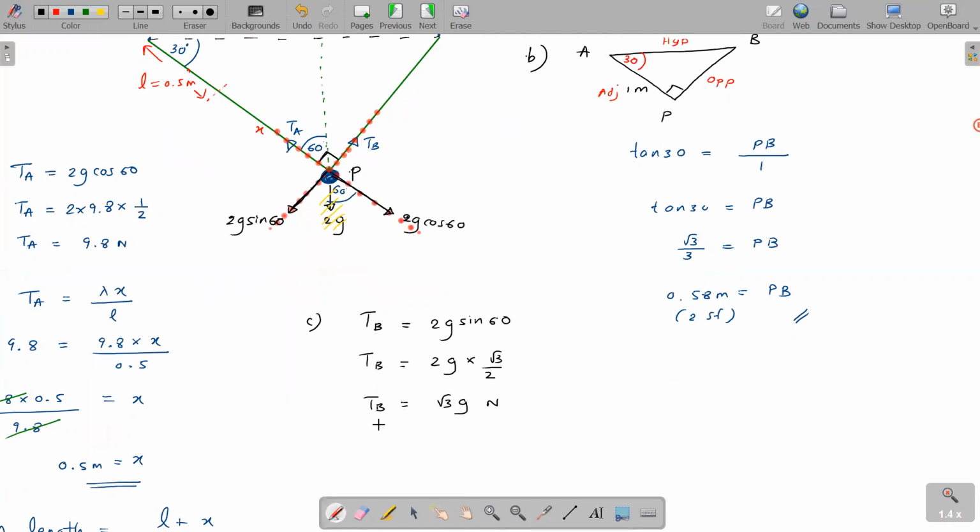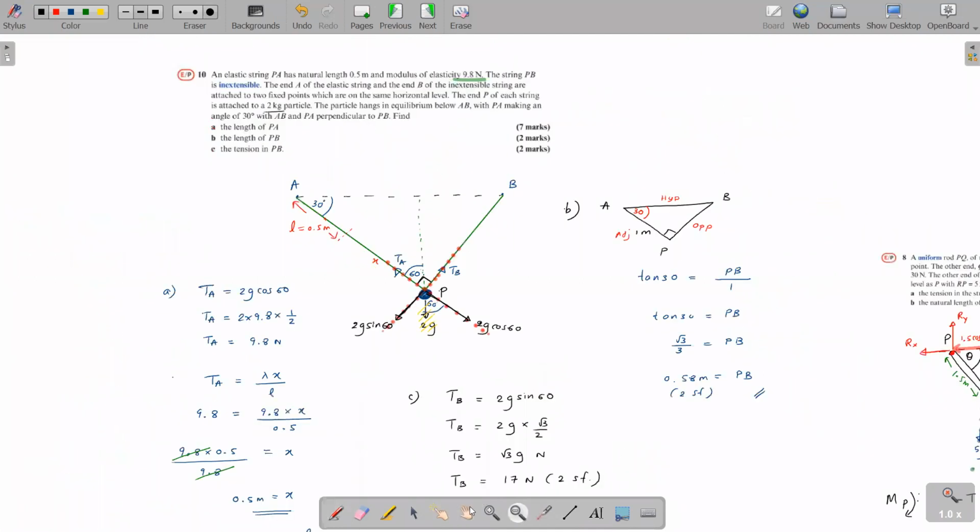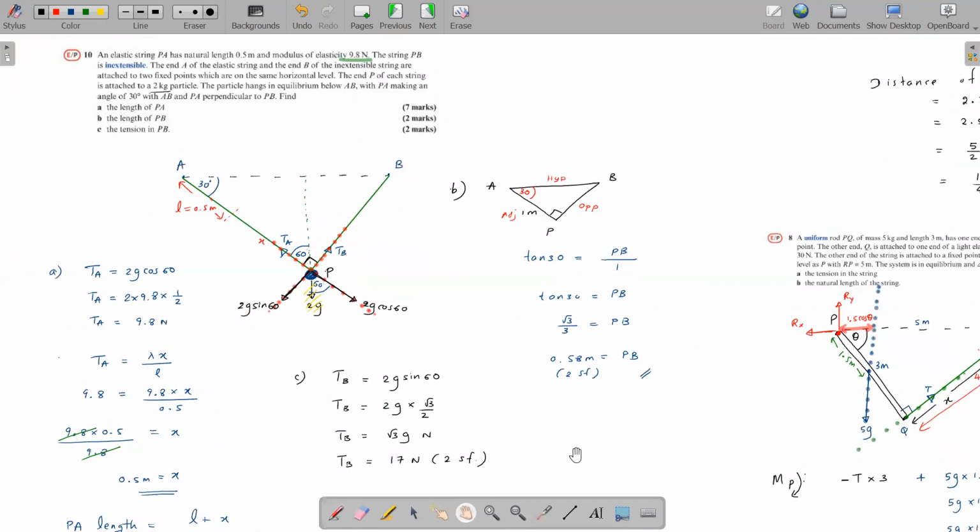If you give it in decimals, so with G value 9.8, you can give your answer to 3SF or 2SF. What's the 2SF answer? Yes, 17 point, how does it go? 16.974, correct to 2SF, 17 newtons. Now, when you are giving significant figures, make sure you mention the significance that you have given in the answer. So over here, I wrote 17 newtons to 2SF. Okay, so these are the answers for question number 10.